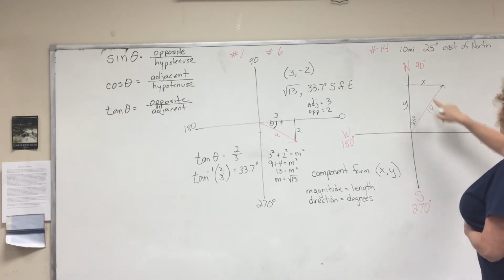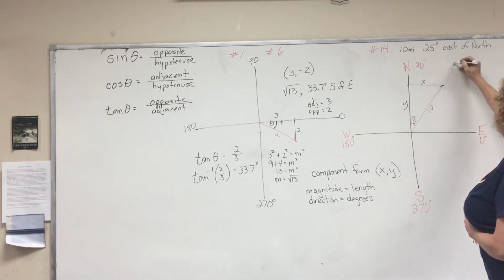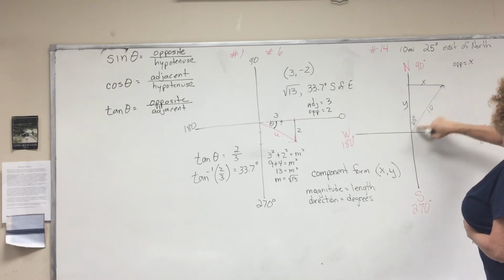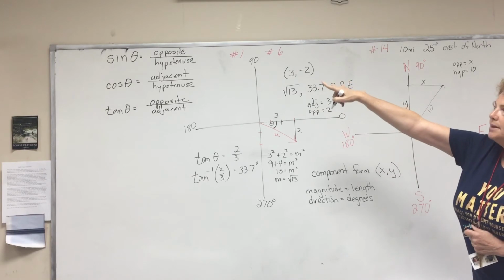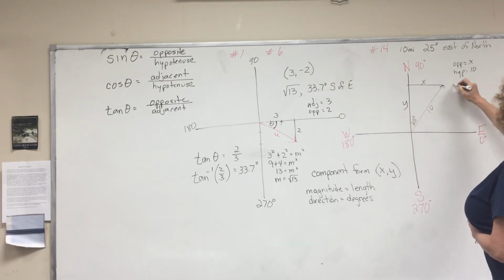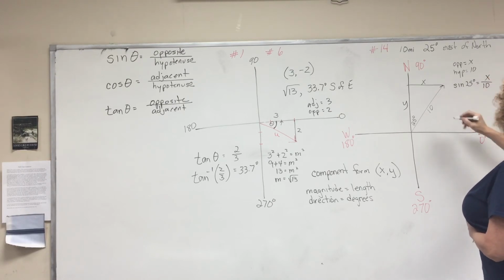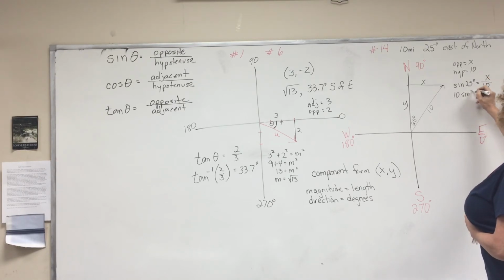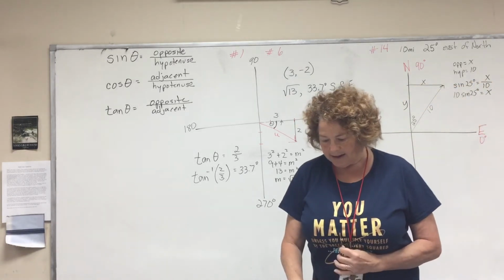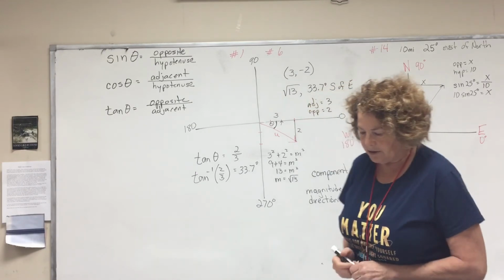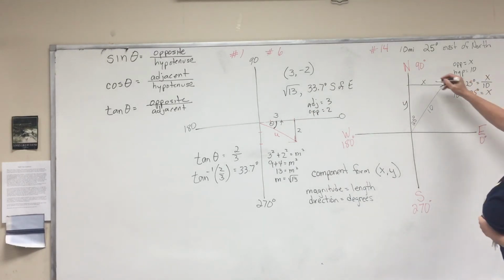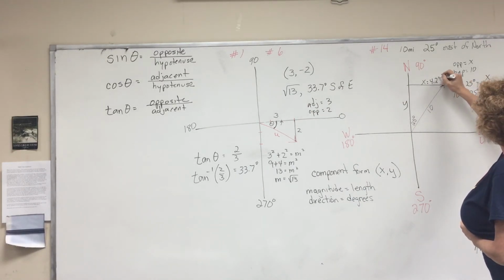Well, to find the x is the side opposite. 10 is the hypotenuse. So look over there, opposite and hypotenuse are the sine. So we will say the sine of 25 degrees equals opposite over hypotenuse. So 10 times the sine of 25 degrees equals x. So let's go ahead and do that. 10 times the sine of 25 degrees is 4.23. So x is 4.23.